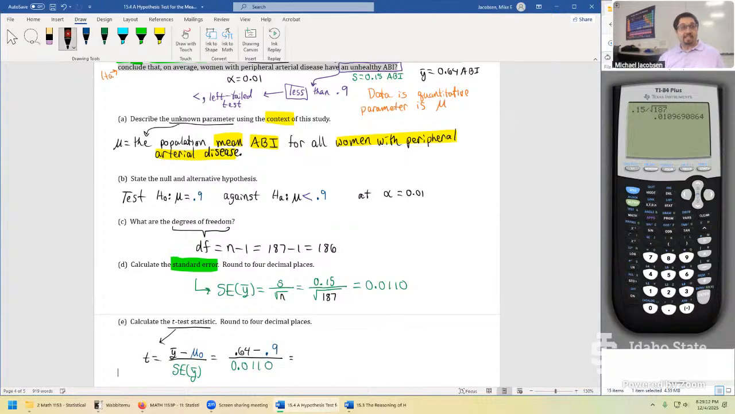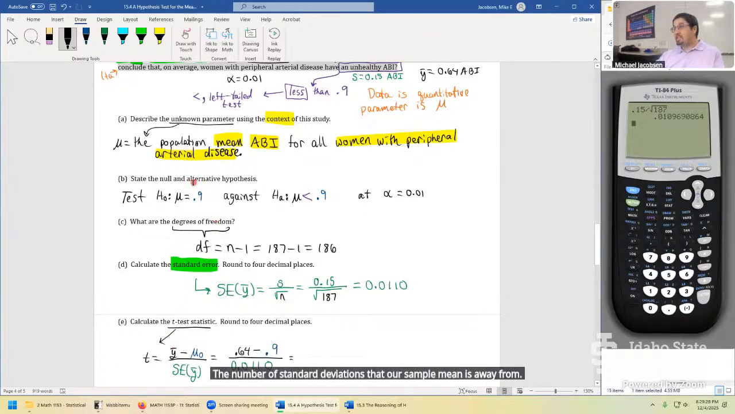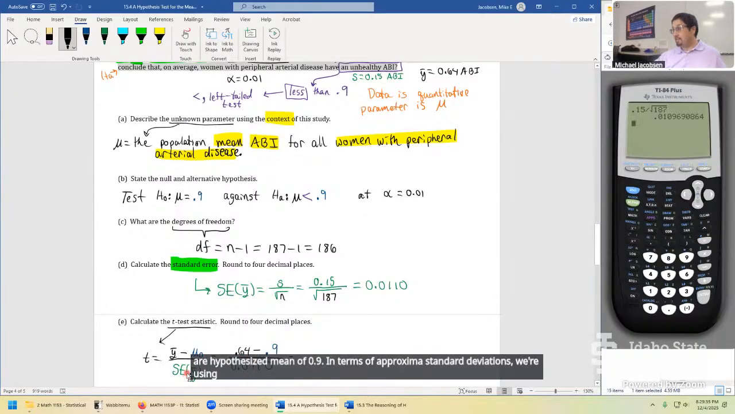And that gets our test statistic. It's a good reminder that all we're calculating here, just because we call it t, doesn't mean it's different from standardized values. This is a standardized value that's going to calculate the number of standard deviations that our sample mean is away from our hypothesized mean of 0.9. In terms of approximate standard deviations, we're using standard error this time.